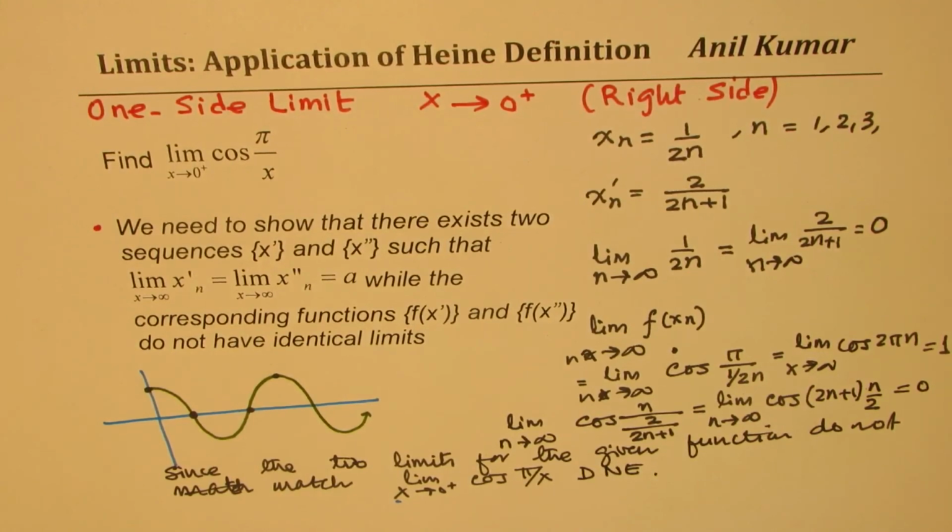Perfect. So with many trigonometric functions, you could prove that the limit does not exist using Heine's definition. That is the focus of this particular video. I'll take up one more example, and I hope that will help you understand how to prove that the limits do not exist, whether it is one side or both sides. Perfect. I hope that makes sense.